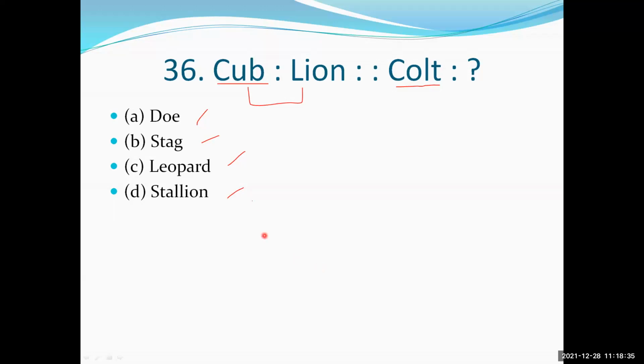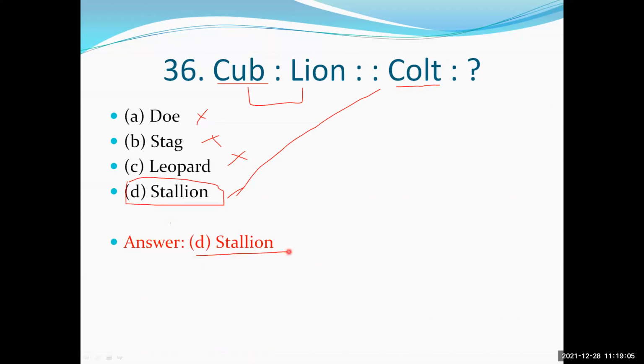All right, try to understand that we all know about doe or stag or leopard. Stallion is a kind of, let's say, horse, and its baby is called colt. Yes, the first is a young one of the second. So cub is the young one of lion, colt is the young one of stallion. So therefore option D is the answer. Everyone who replied with option D, that's correct. Stallion is the answer here.